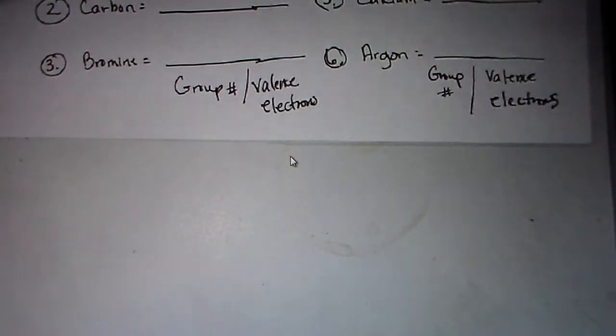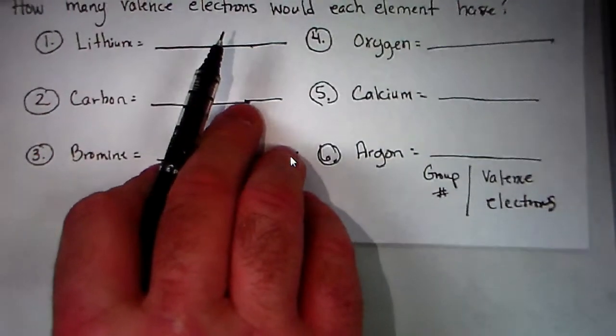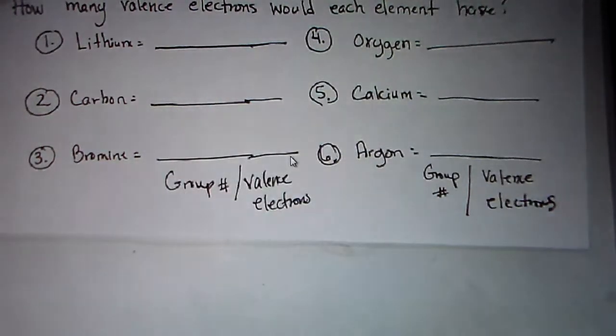So on the board, I have 6 practice problems. Okay, I'll give you a few minutes to copy this down. You don't have to do them. It's very simple, but you don't have to do them. You can if you want to. Check yourself. But copy down the question. How many valence electrons would each element have? And then I've got 6 of them. Lithium is 1, carbon is 2, 3 is bromine, 4 is oxygen, 5 is calcium, and 6 is argon.